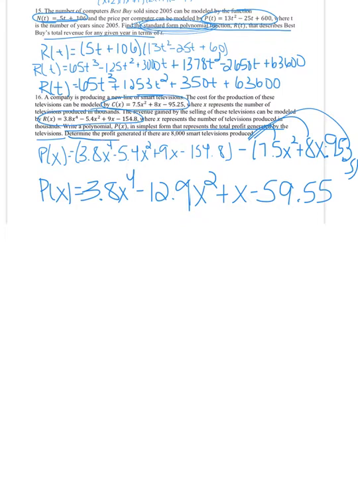Now I go back. Determine the profit generated if there are 8,000 smart televisions produced. So the number of televisions produced, that's x. So it's giving me the input. 8,000 is going to be your input. However, remember, x represents the total number of televisions produced in thousands. So you're not going to plug 8,000 in. You're only going to plug in 8. So you would do P of 8, and then you plug all of that in.